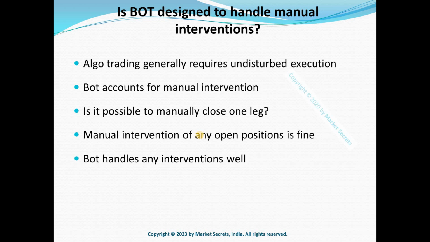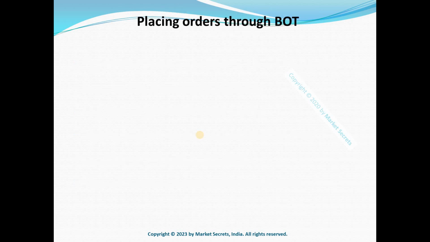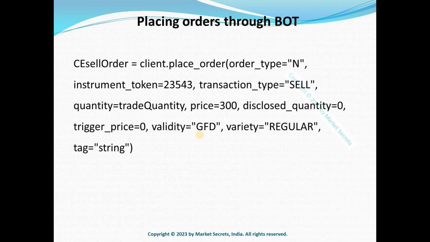So any intervention, most of the manual interventions that we do, the bot will be able to handle on its own automatically. Even if you manually go and cancel a trade, it will still account for it and take that into account, and it will continue to run smoothly post that. So yes, if you do manual intervention, it won't affect the bot in any way, because it's trained to handle it.